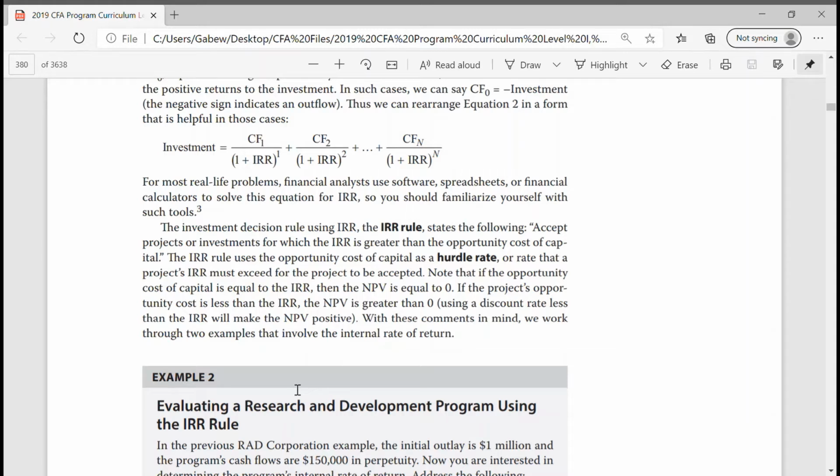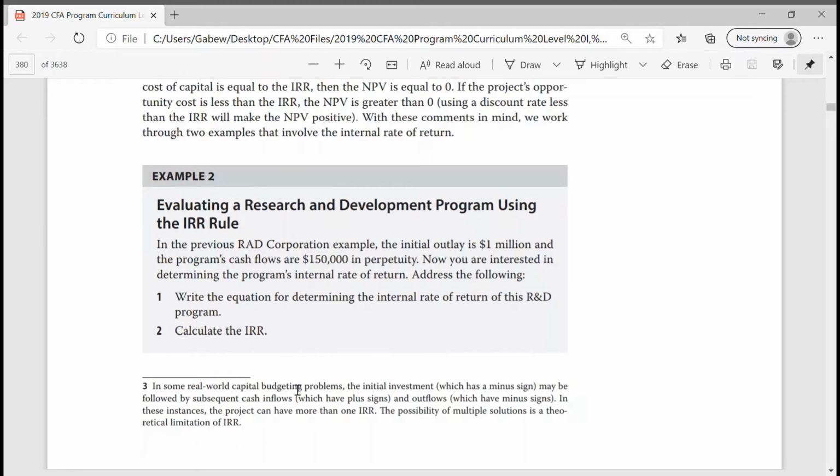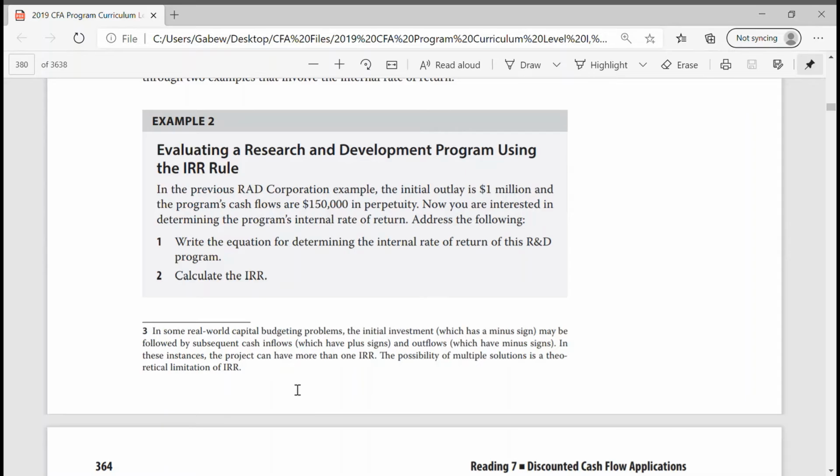With these comments in mind, we work through 2 examples that involve the internal rate of return. Example 2, evaluating a research and development program using the IRR rule. In the previous R&D corporation examples, the initial outlay is $1 million and the program cash flows are $150,000 in perpetuity. Now you are interested in determining the program's internal rate of return, addressing the following. Write the equations for determining the internal rate of return of this R&D program. Calculate the IRR. This is the solution.